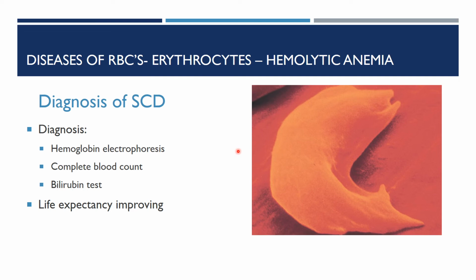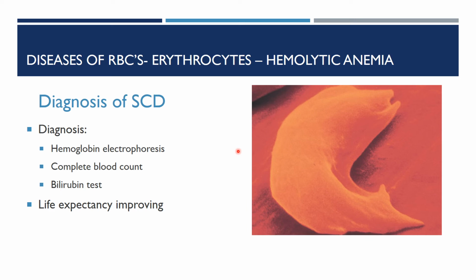Okay, so how would you diagnose sickle cell disease? Sickle cell disease is diagnosed by, first and foremost, performing a complete blood count. Okay. And then if you're getting some skeptical results there, you would do a follow-up with a hemoglobin electrophoresis and the bilirubin test. So the electrophoresis lets you look at the different sizes of the hemoglobins to detect if you have the sickle cell disease form.